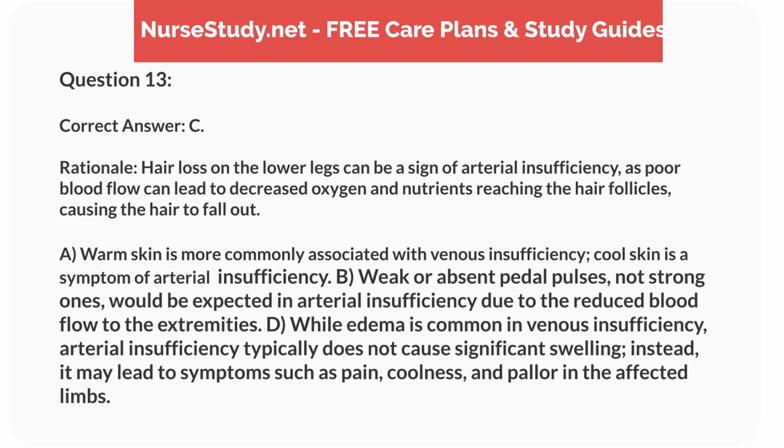flow can lead to decreased oxygen and nutrients reaching the hair follicles, causing the hair to fall out. A. Warm skin is more commonly associated with venous insufficiency. Cool skin is a symptom of arterial insufficiency. B. Weak or absent pedal pulses, not strong ones, would be expected in arterial insufficiency due to the reduced blood flow to the extremities. D.